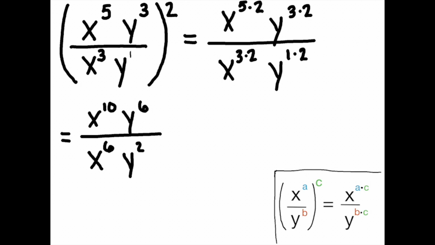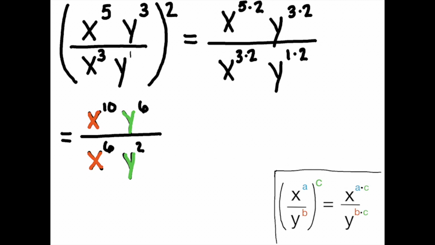I want you to take a second. Am I done with this? No, good, I'm not. I can still simplify this because I have some like bases on the top and the bottom, right? I've got an x, and I've also got these y's. So that means I can use my other rule, right? The quotient of powers rule.